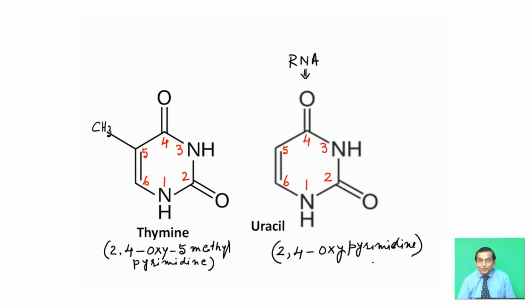Now in case of RNA, which is a single-stranded structure, instead of thymine, uracil is present. So there is a difference between thymine and uracil. Uracil is a 2,4-oxypyrimidine, that is in the 4th position and in the 2 position two keto groups are present, while the 5th position methyl group is absent. This methyl group is present in case of thymine. So this is the difference between thymine and uracil.